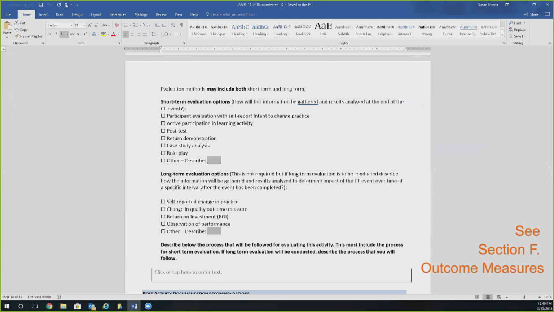Again, I mentioned short-term and long-term evaluation options. Short-term, participant evaluation will self-report intent to change practice, or again, maybe there's a post-test. Whatever it is, how are you going to evaluate that that gap was closed and that they learned something from your educational endeavor? People tend to get confused and they click something in the short term and something in the long term. You only have to click short term. You don't have to click both.